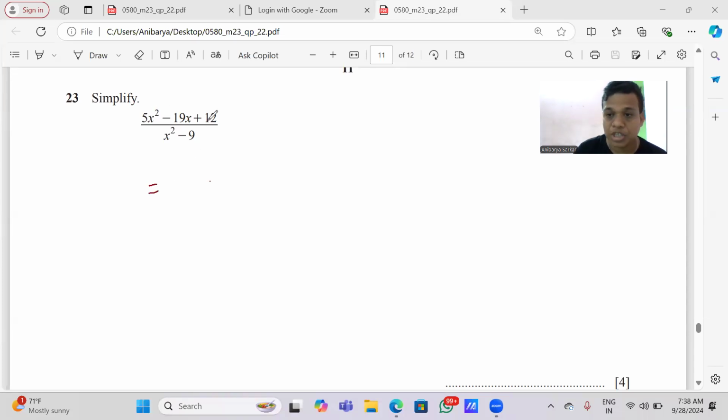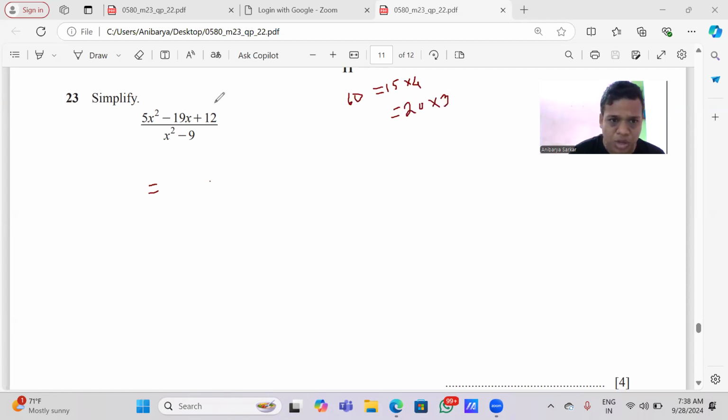How do we identify? 5 into 12 is 60. So what we have to do is find two factors of this. 5 into 12 is 60, and the factors of 60 are 15 into 4, and 20 into 3. There are many factors of this.